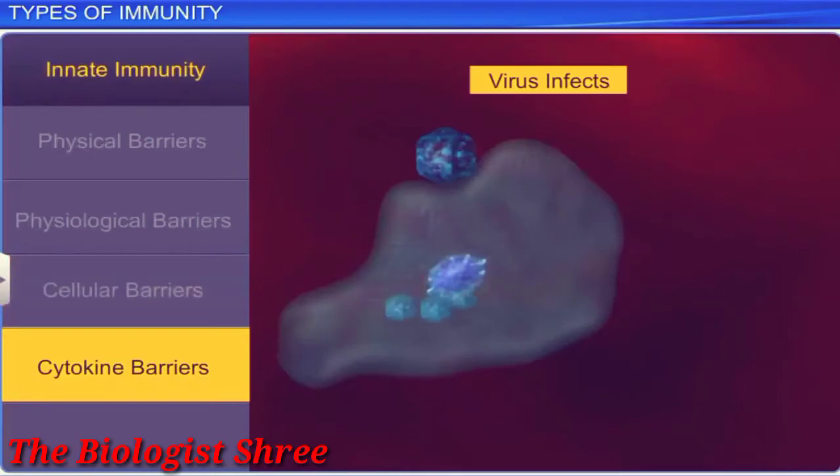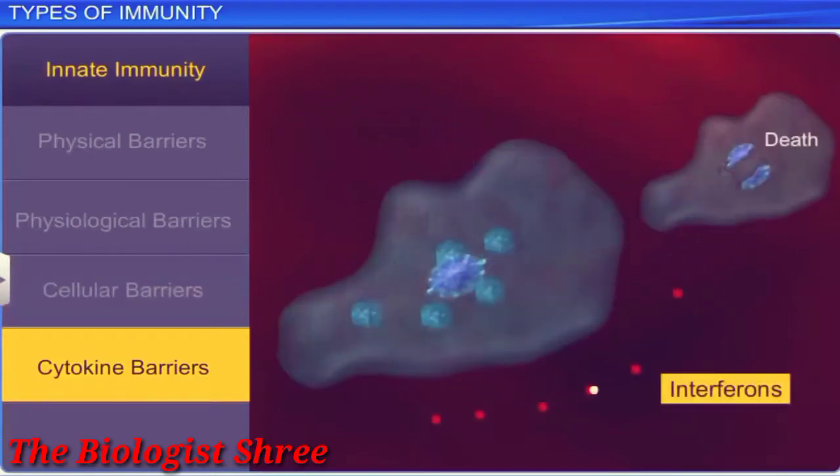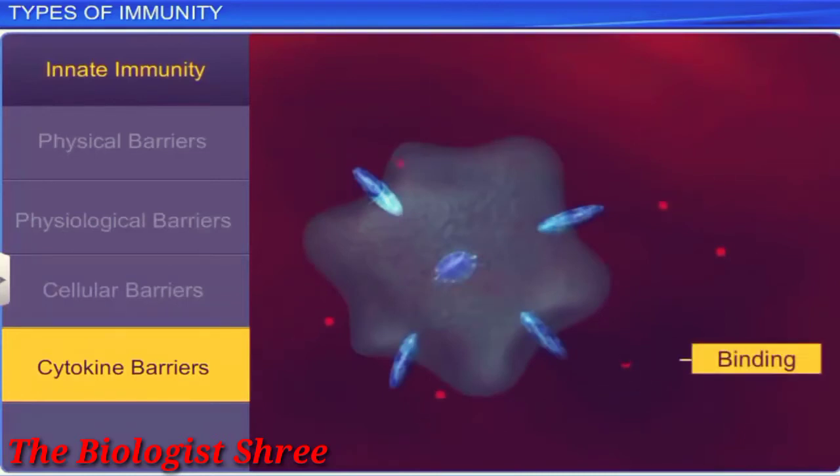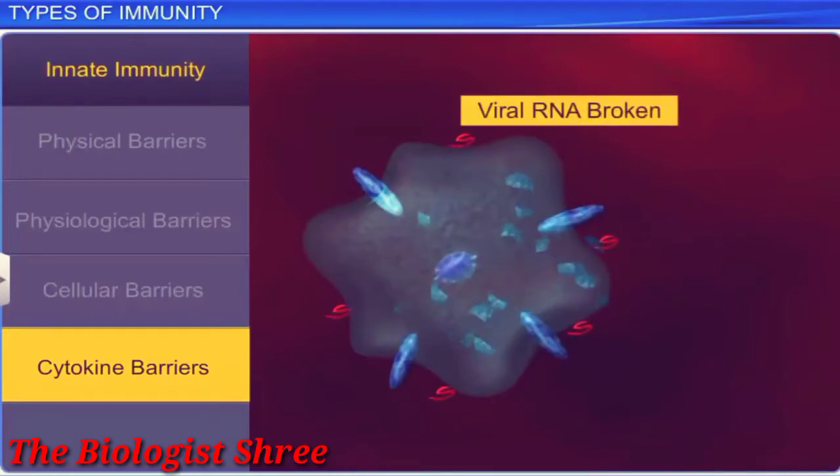Some virus-infected cells release proteins called interferons that prevent the spread of infection in the body, thereby acting as cytokine barriers in the body.